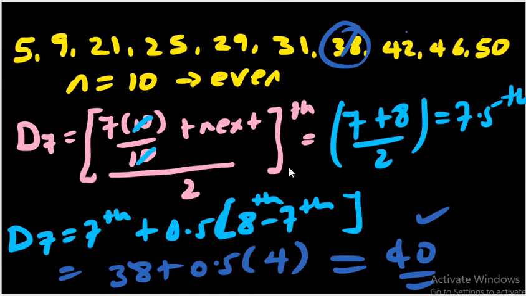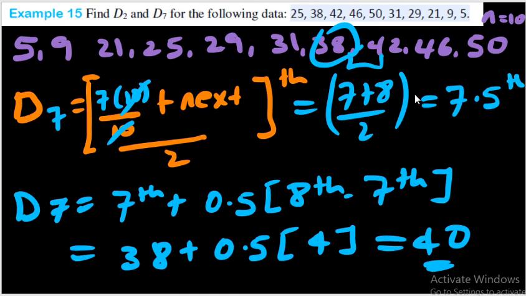So our 7th decile and the 3rd quartile are the same. The 2nd decile and the 1st quartile were the same, but the number of data are not the same here. Okay, the last one is percentile.